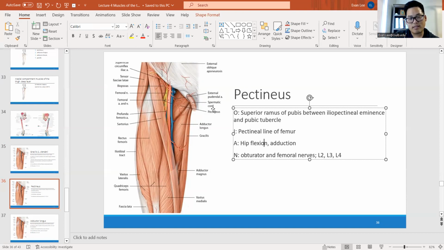So as its compartment is going to be organized, it's going to help with hip adduction, but it is going to also help with a little bit of hip flexion being somewhat anterior as well. So hip flexion, hip adduction, and then obturator nerve is going to be one of its major innervations, but then the femoral nerve also is going to be here as well. So obturator nerve as well as femoral nerve.